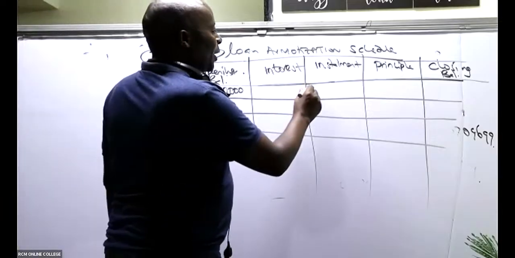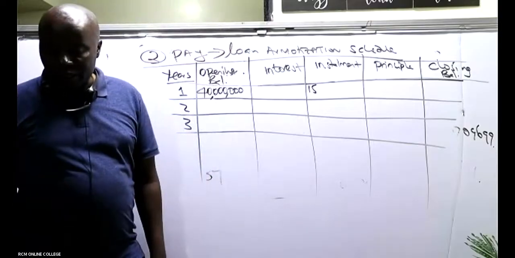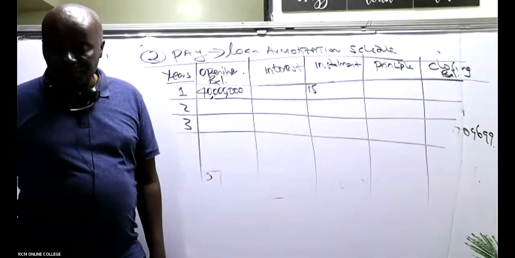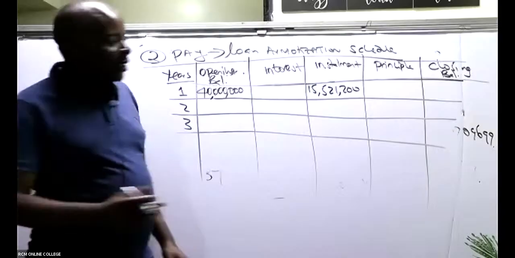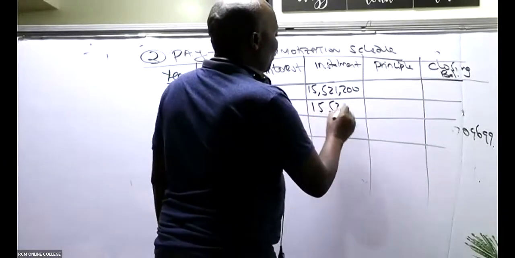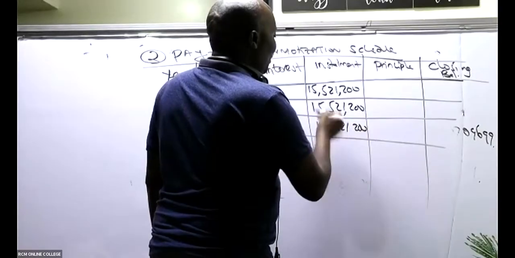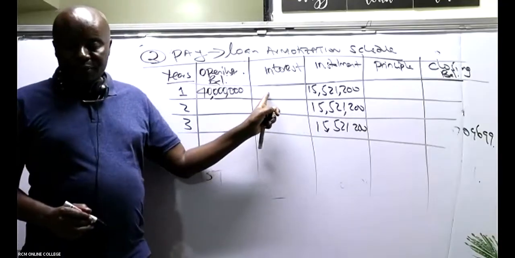We know the installment per year. Let's pay it. So we know it's 15,521,200, like that. And then remember, we are paying this on an equal basis. Let's pay it, 15,521,200. Remember, it can't be that easy. There will be issues like what? Interest. Interest will be there.